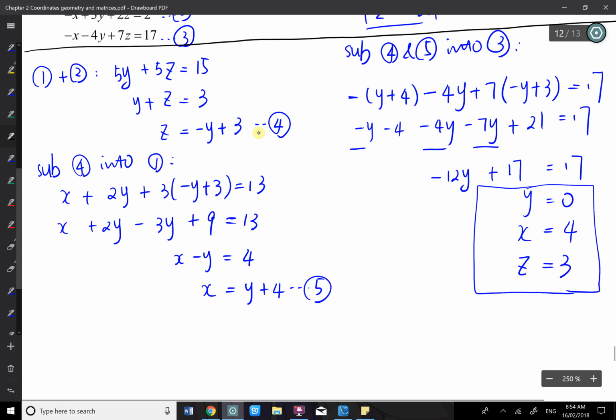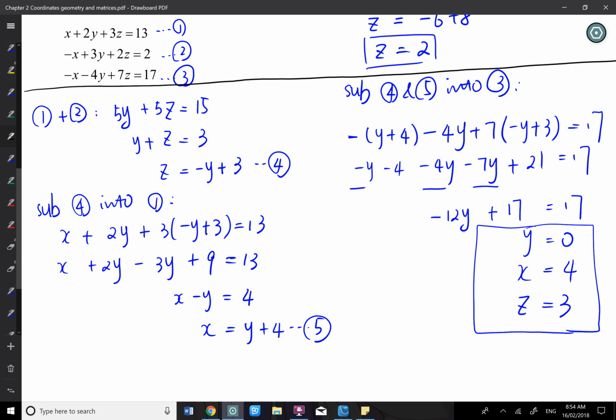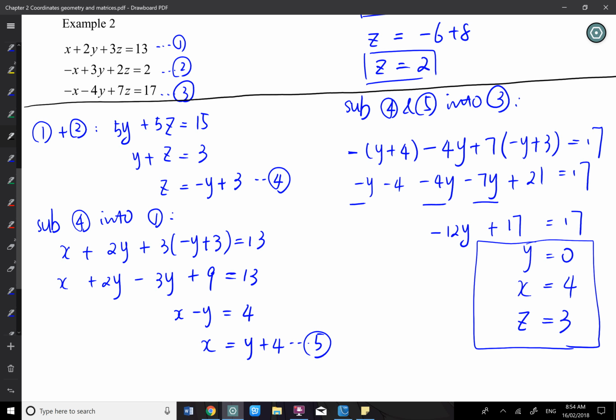Okay, so what I've done to this question is I'll add equation 1 and equation 2. We have 5y plus 5z equals 15. So y plus z is 3. I divide by 5 on both sides of the equation. And I can say z is just minus y plus 3. Then my z will become in terms of y now.